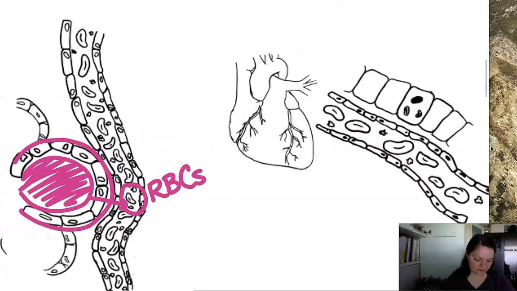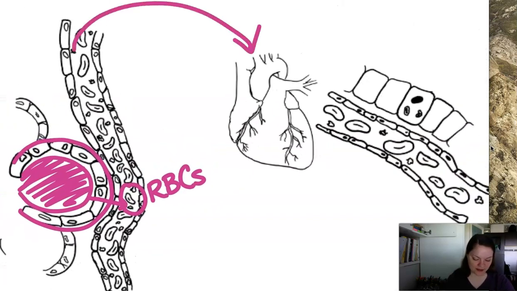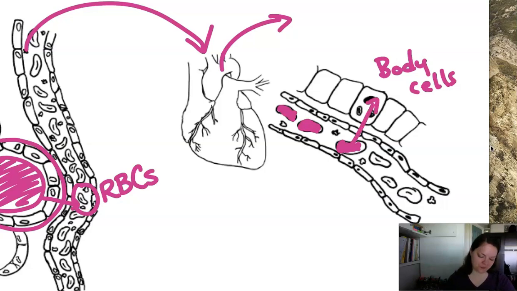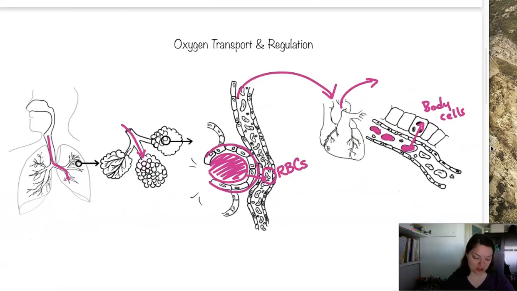From there, the red blood cells are going to make their way to the heart and then out to the rest of the body, and so we've got these oxygen carrying red blood cells that eventually get to the body cells, and oxygen is just able to diffuse right across. Okay, so that's going to be our first type of transport that you're going to be looking at.